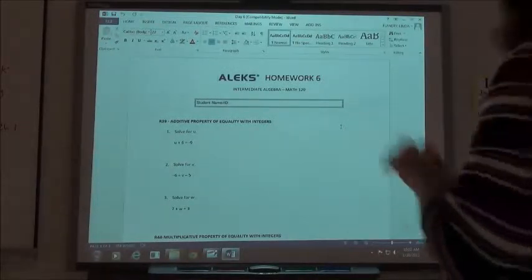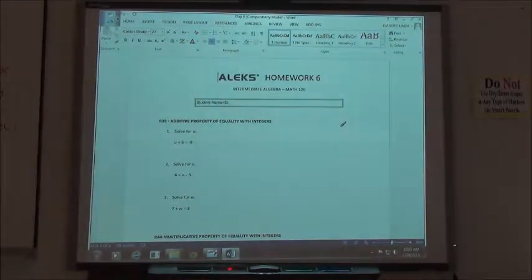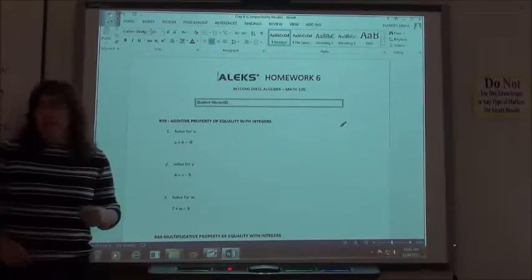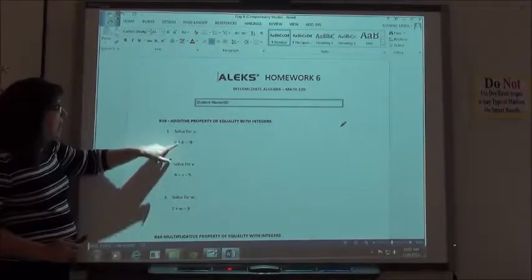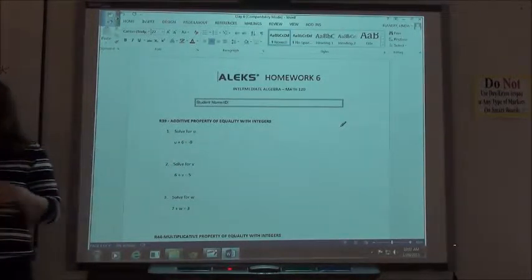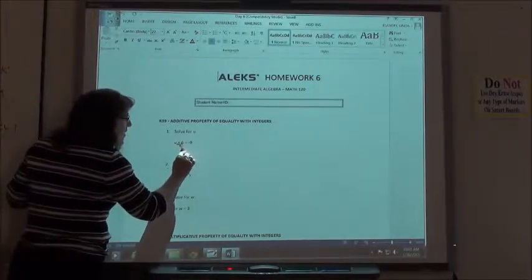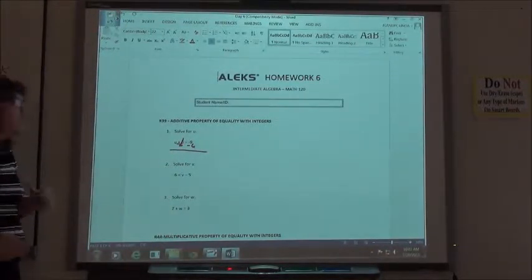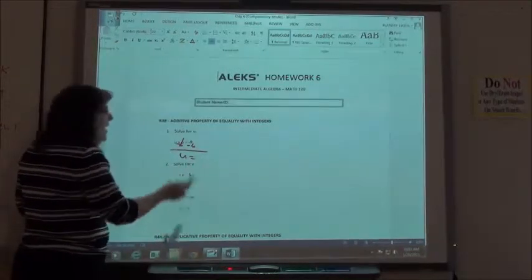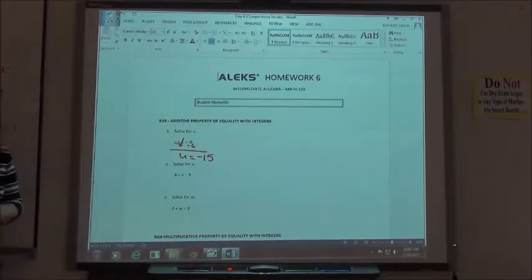So homework 6 starts out with some basic solving equations. If I'm solving for my variable, my goal is to get the variable by itself by doing the opposite of what's next to the variable. Here we have u plus 6 equals -9. I want to get that plus 6 out of there. Technically what you're doing is subtracting the 6 from both sides. So if I subtract 6 from both sides, the plus 6 and the minus 6 is 0 and cancels it out. So u equals -9 minus 6. I add and keep my sign, so it's -15.